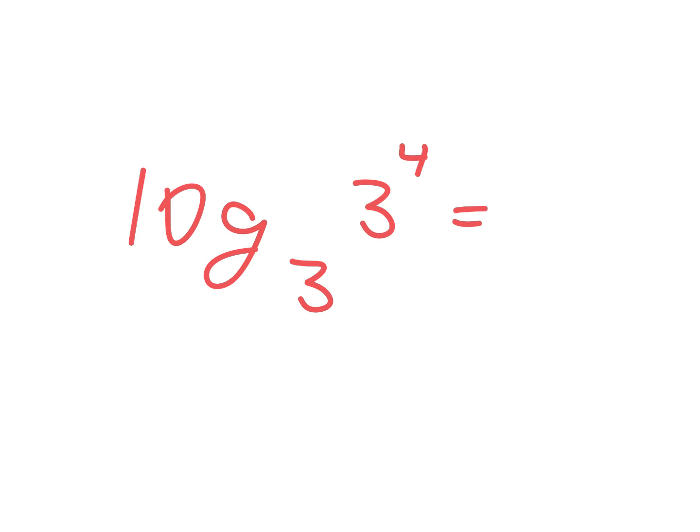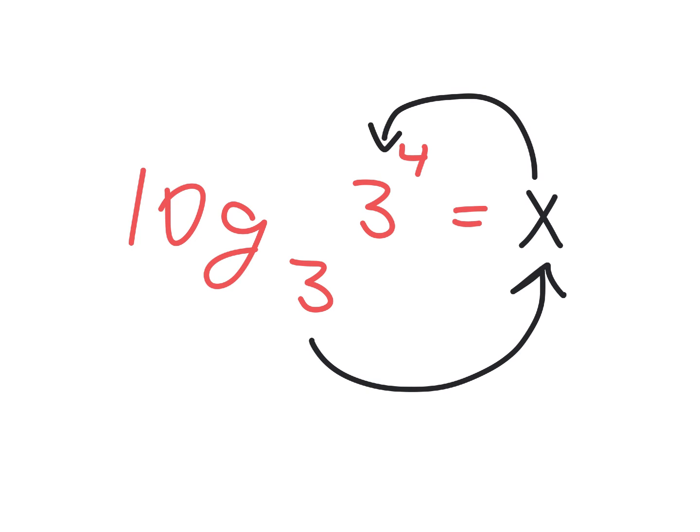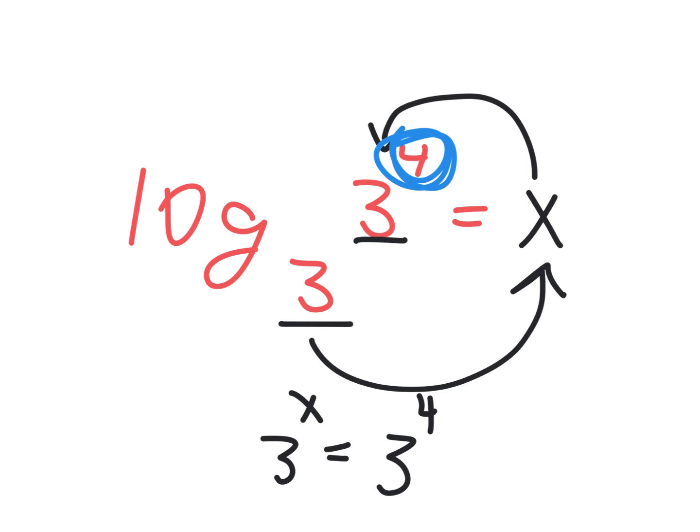So let's say it was log base 3 of 3 to the 4th. The answer's already there. What is it? 4. The answer's 4. If you want me to do it the slow way, I'd go like this: 3 to the x equals 3 to the 4, and then it becomes pretty obvious that x must be 4. So if the bases are the same, the answer is already there. Then you oftentimes want to try to make the bases be the same.